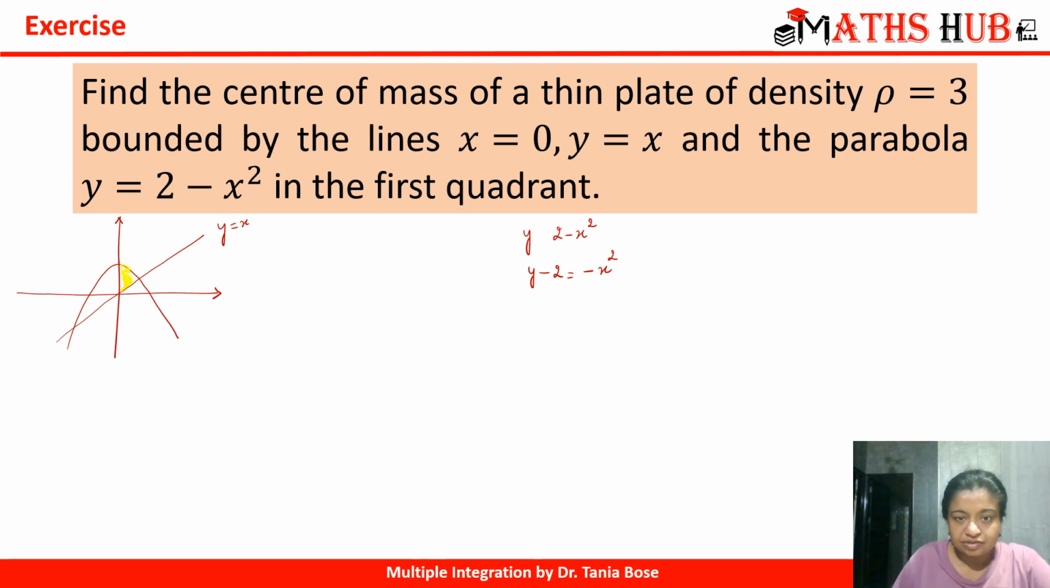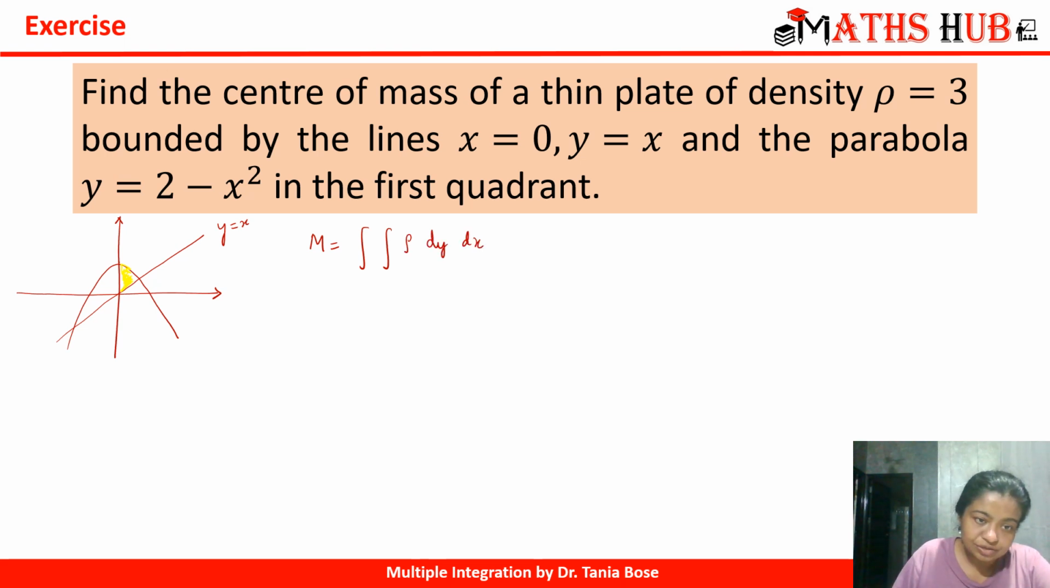Okay, so let us first calculate the mass m. M is the double integral of rho dy dx. When I take a strip over here, I can see that the strip enters at y equal to x, and this curve is y equal to 2 minus x squared. So the strip exits at 2 minus x squared. And what are the limits of x now?